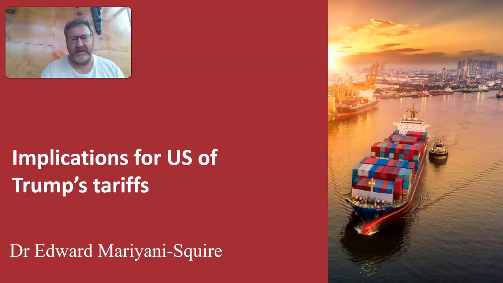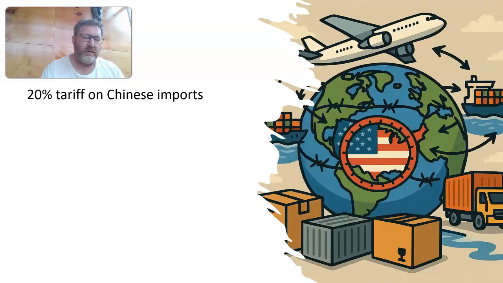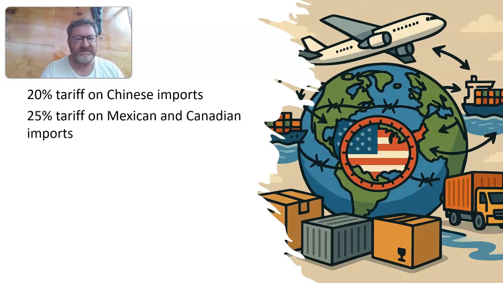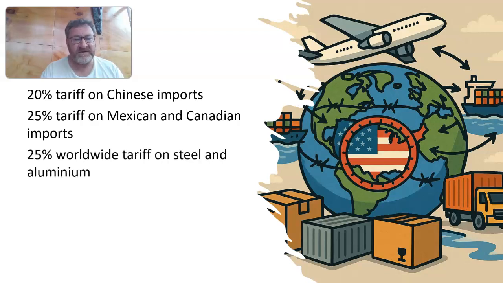Let's talk about the implications for the US of Trump's tariffs. Well, we know that the Trump administration is going to impose, or has imposed, a 20% tariff on Chinese imports, 25% tariff on Mexican and Canadian imports, and a 25% world tariff on steel and aluminium.